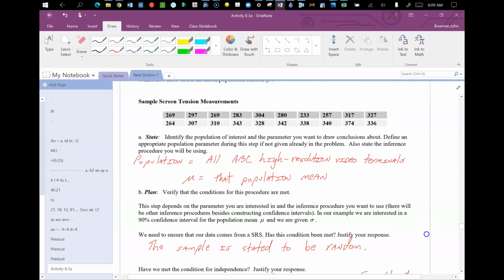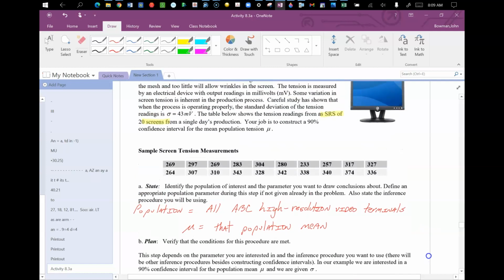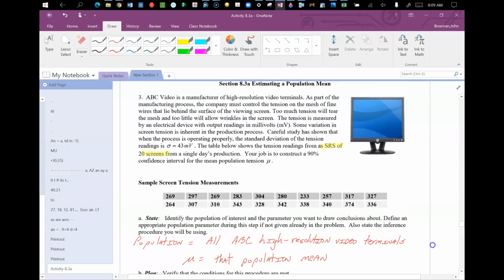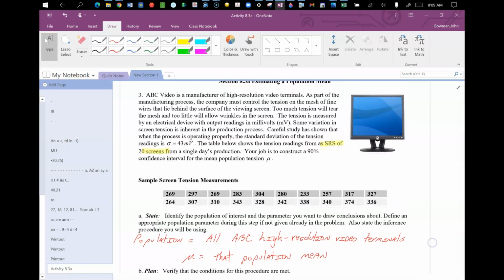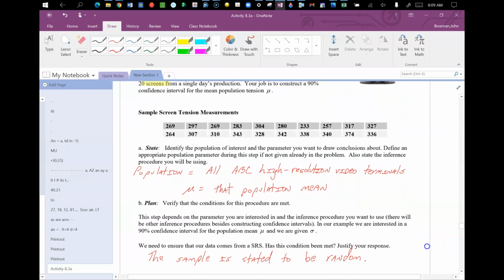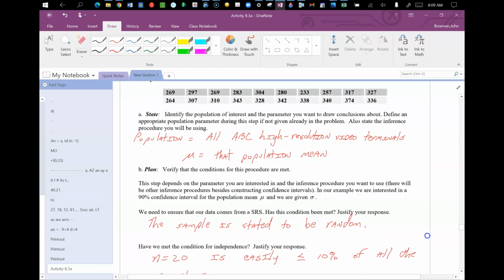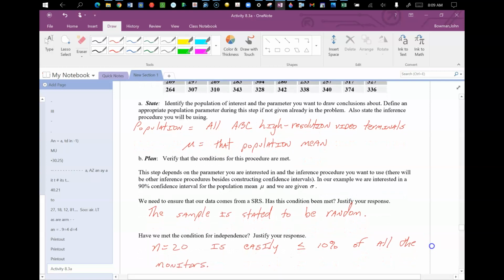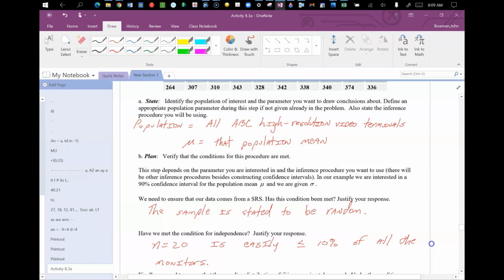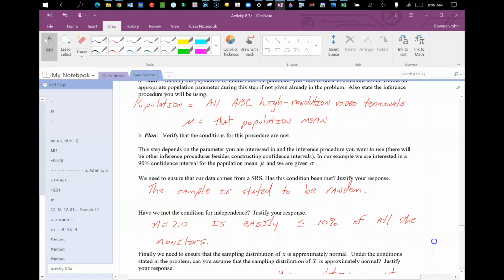Have we met the condition for independence? Well, our sample size is 20, and if this company is in business to produce high-resolution video terminals, I would assume that they make more than 200 high-resolution video terminals. So I believe that 20 is easily less than 10% of all the monitors. And now we need to check the normality condition.